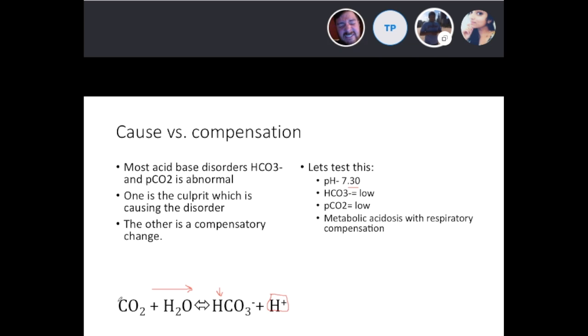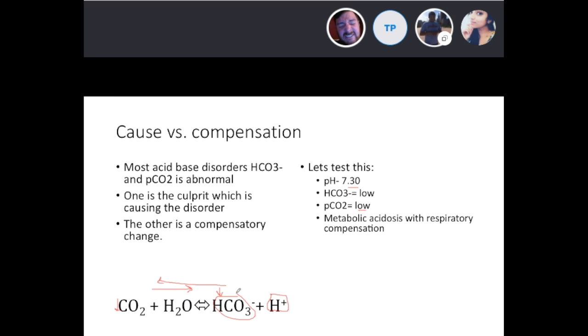By blowing more off, I'm going to end up switching this equation this way. If I decrease my CO2 level, my body's going to say, whoa, let me create more CO2, and that's going to cause less hydrogen production. It's going to increase my pH back to the normal setting. So that's why this is compensating for this.